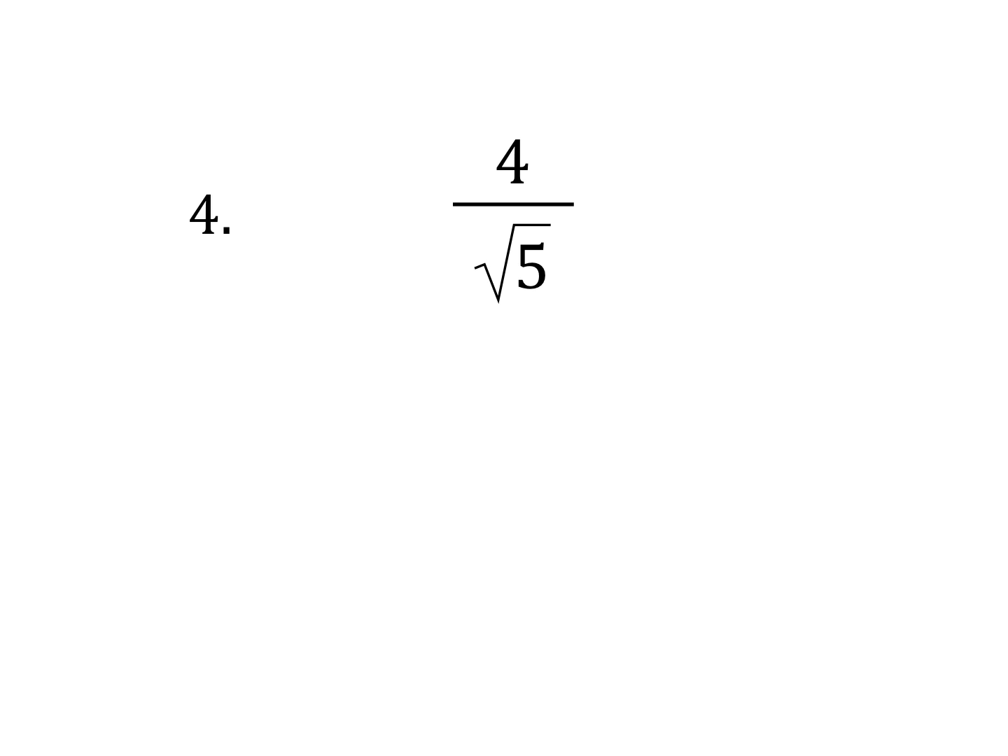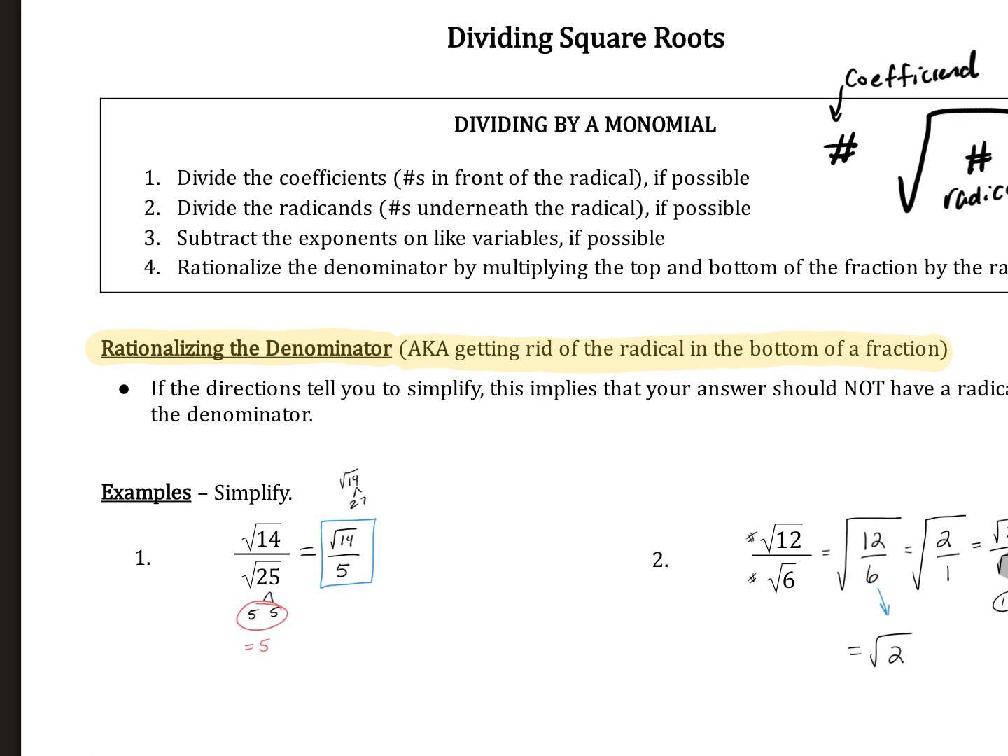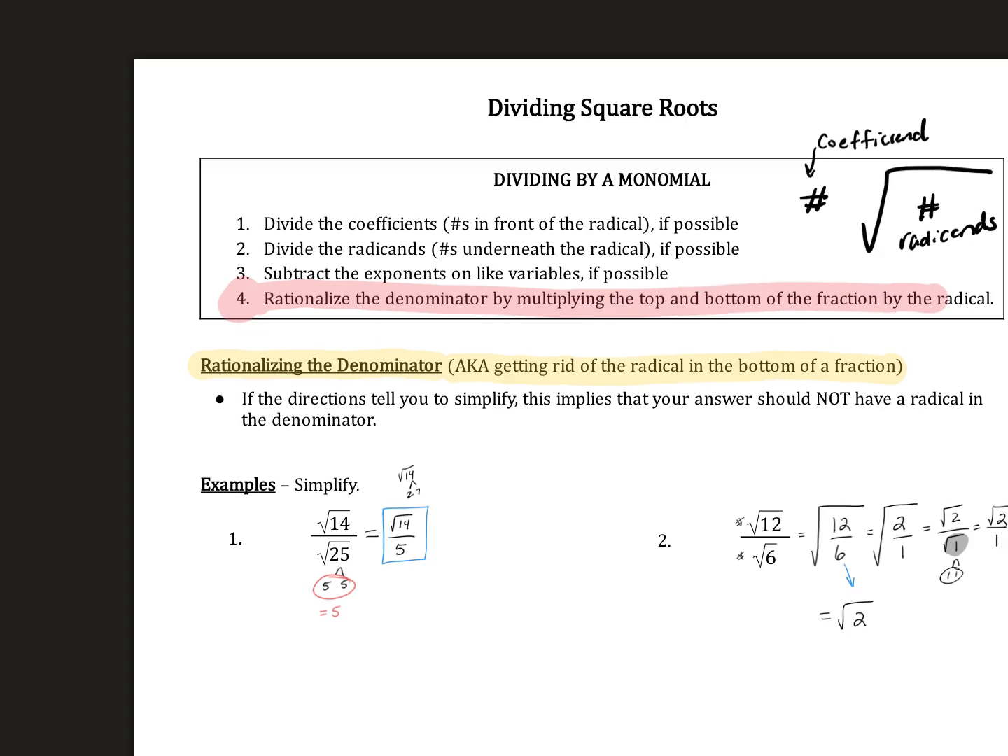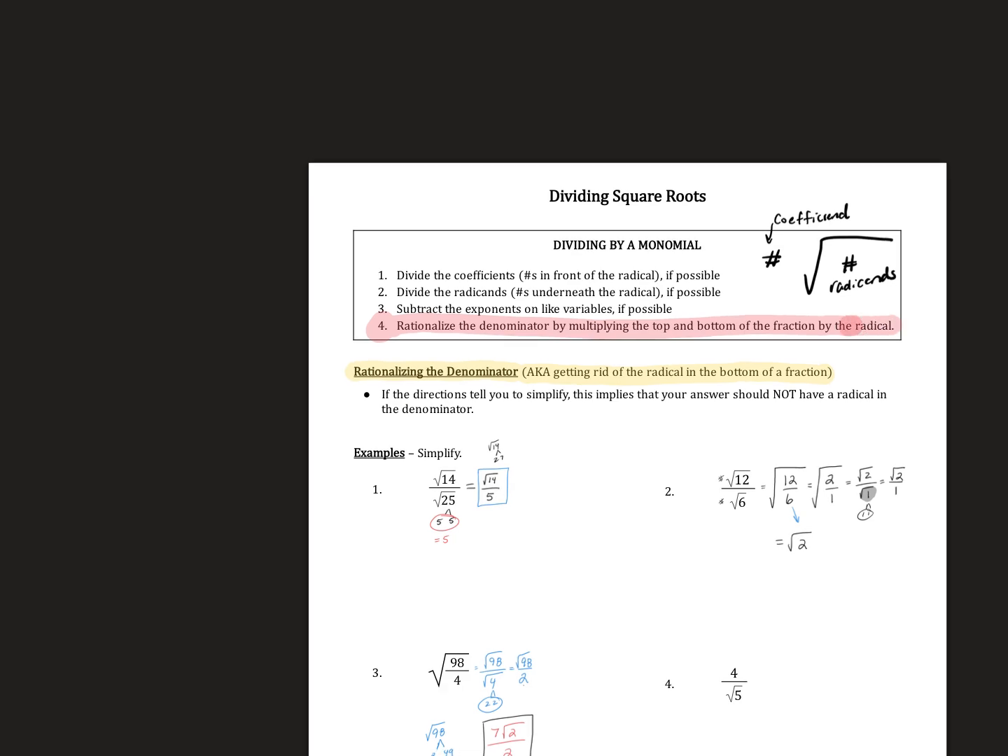We can't do anything else with that. That is as simplified as it gets, okay? So what we do now is we have to rationalize the denominator. This is like the next level here. Rationalize the denominator by multiplying the top and the bottom of the fraction by the radical. And I'll show you what I mean here in just a second.